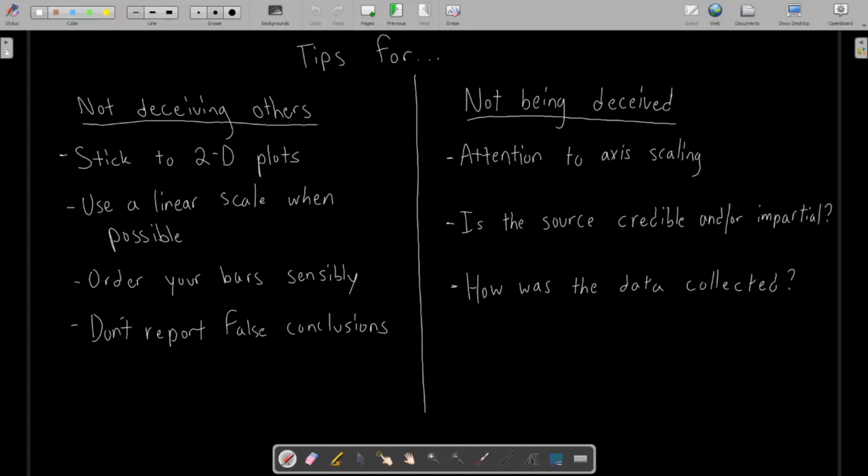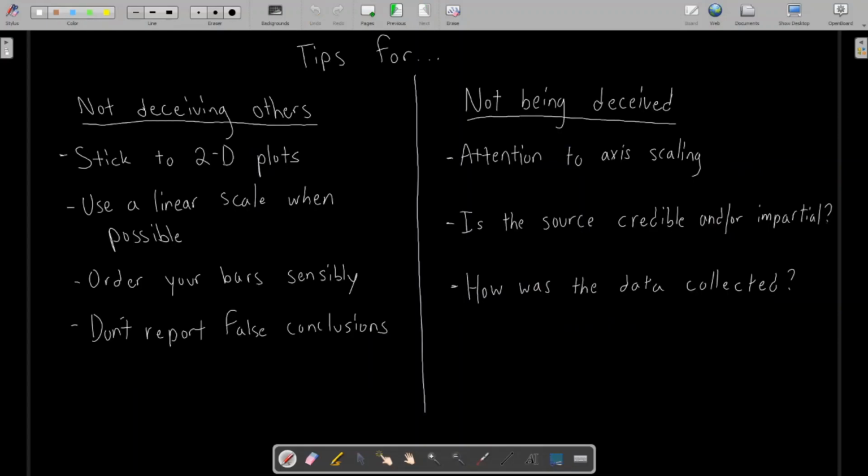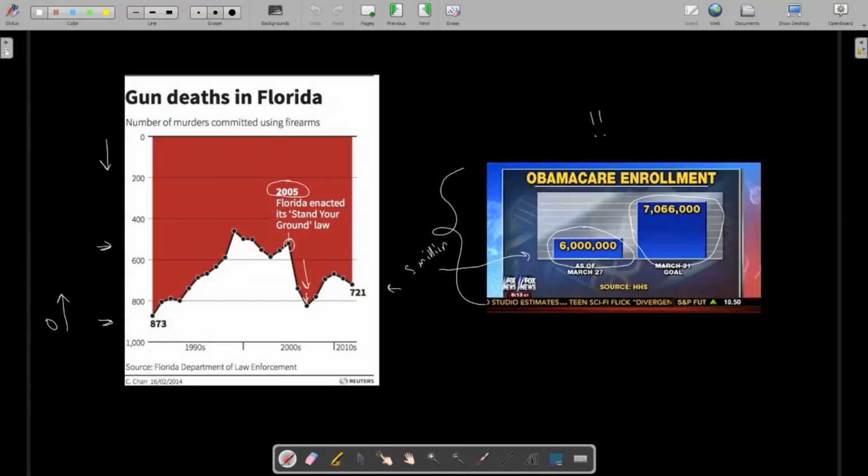And tips for not being misled by a graph is pay attention to that axis scaling once again. This is a really good example of it. Is the source credible and or impartial? We can see down here it gives us the source, the Florida Department of Law Enforcement. It's very possible that might be a biased source in terms of gun deaths.